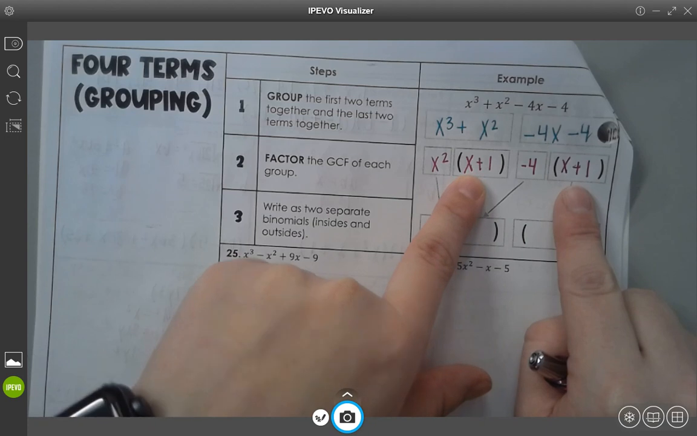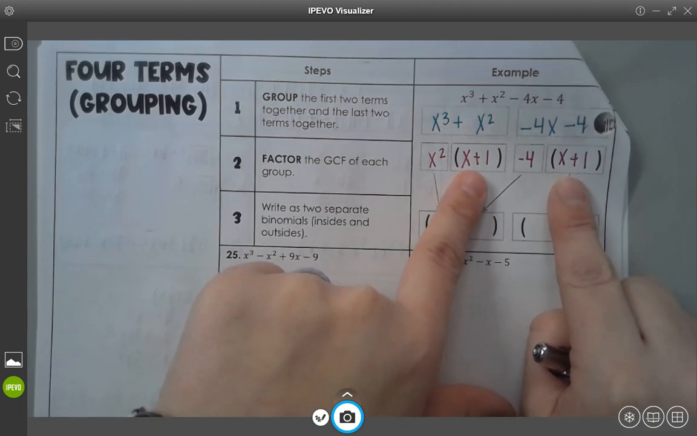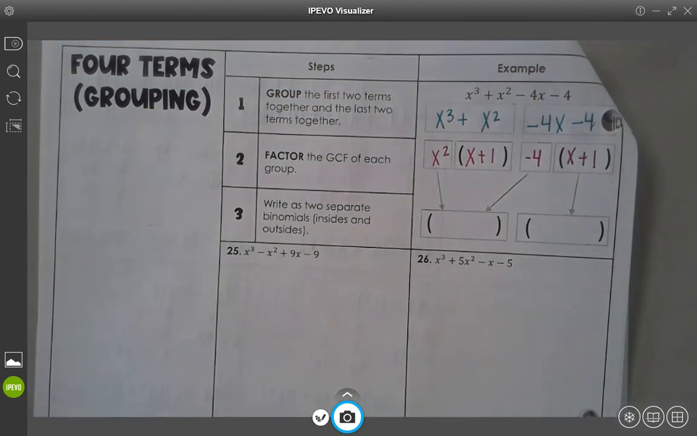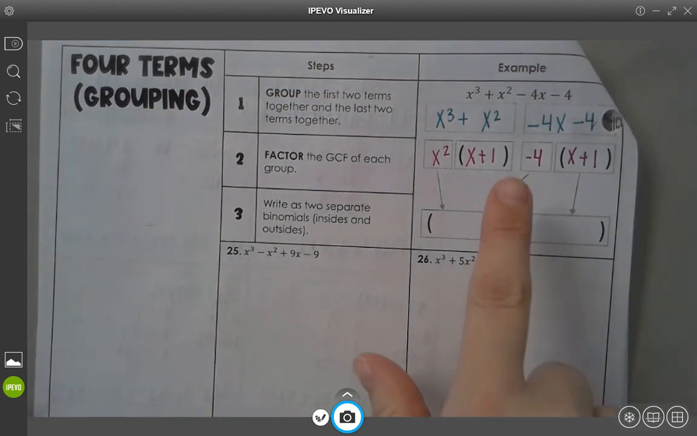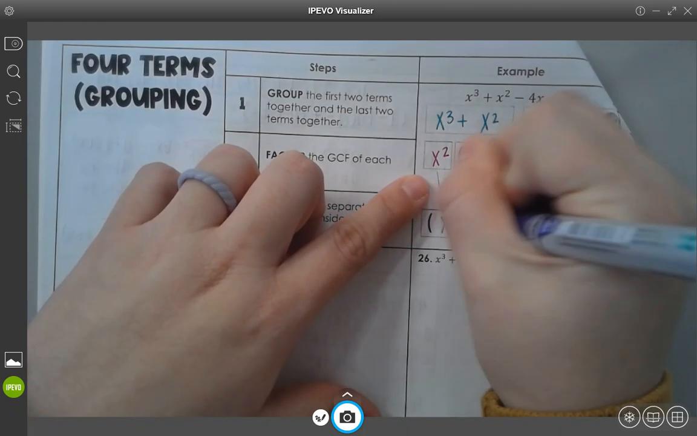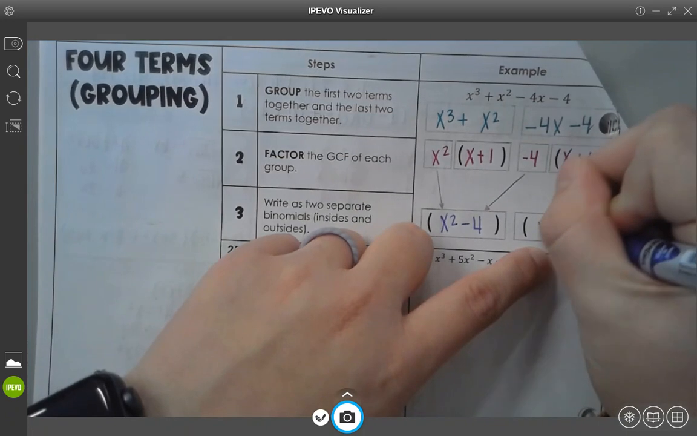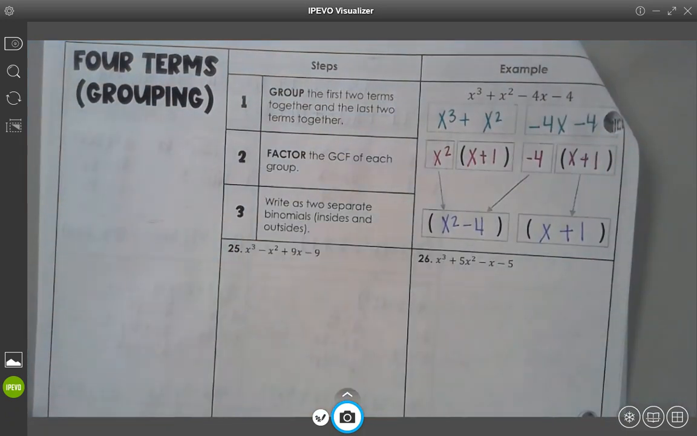If you do grouping correctly, what you have in parentheses will be identical. Not almost the same, not 1 plus, 1 minus, they will be identical. So then what you have left over, what you have on the outsides, that becomes one of your factors. What you have on the inside becomes your other factor.